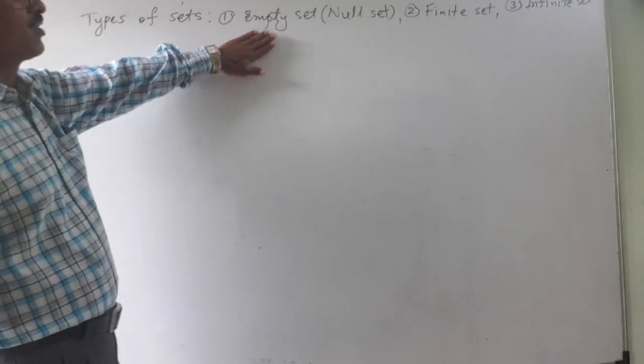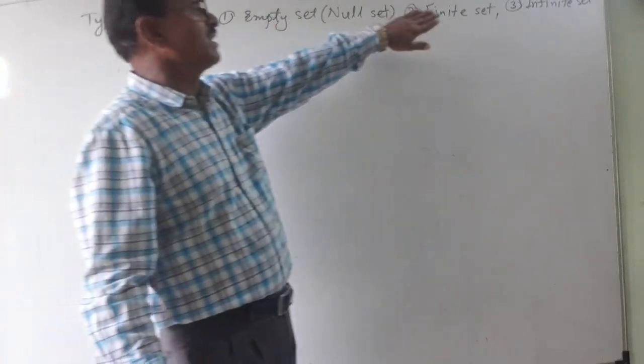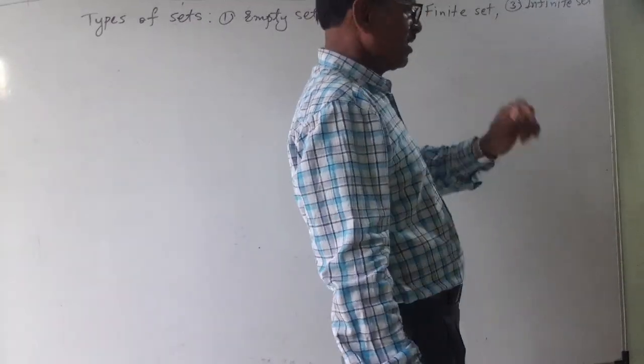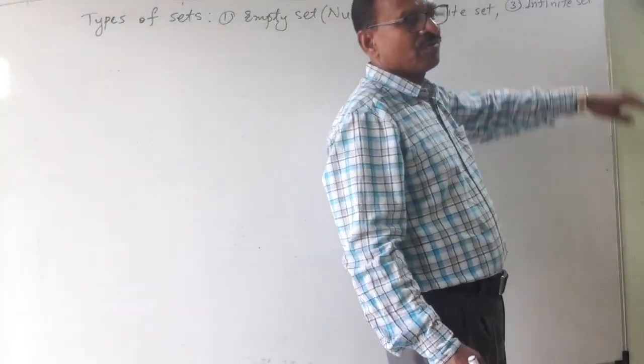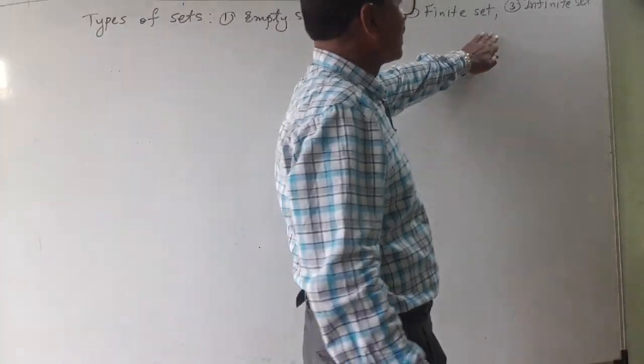Empty set means what? There is no element. Finite set means what? The elements of that set we can count. Infinite set means what? We cannot count the numbers in that set.